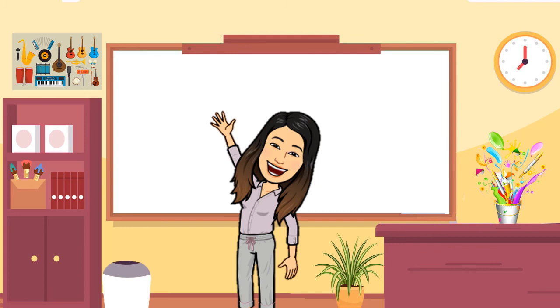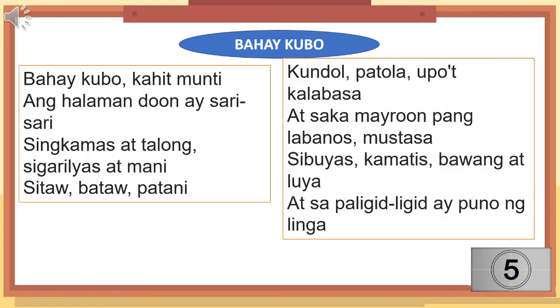Analyze the musical form of the song that will be played. Write strophic, binary, ternary, or rondo. And you will be given 5 seconds to write. Write your answer on your paper. So the first one is Bahay Kubo.